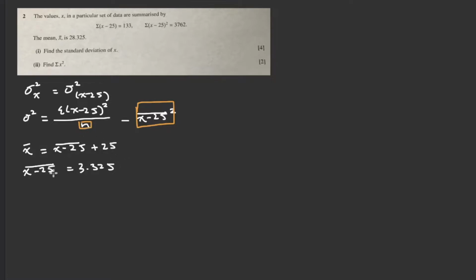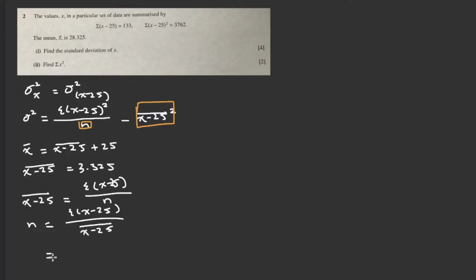Then again, we need to find n. To find n, we know that x minus 25 bar is equal to all the numbers in the set added together, so sigma x minus 25, over how many numbers there were in the set, n. Which means that n is the same as sigma x minus 25, which is 133, over x minus 25 bar, 3.325, which gives you a value of 40.